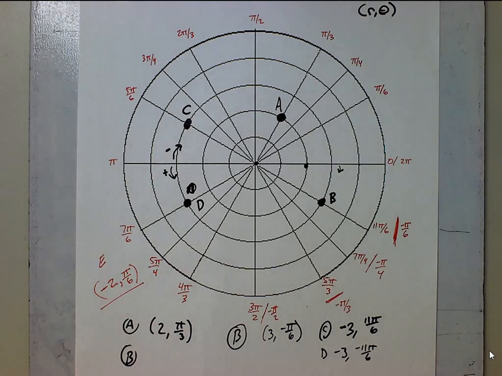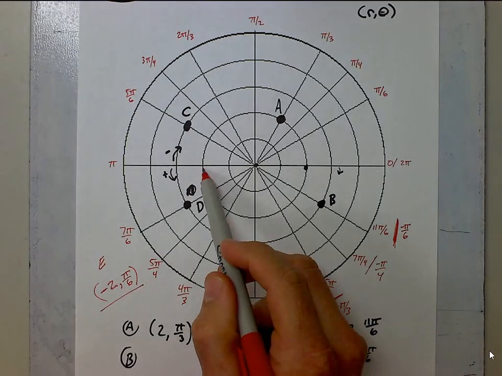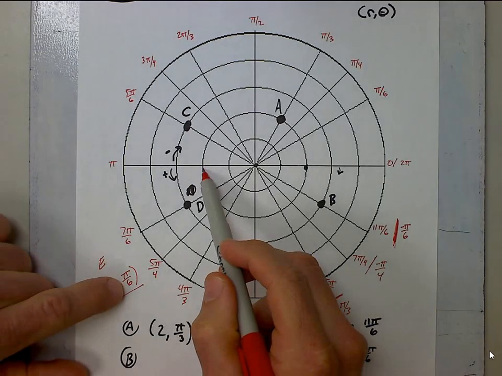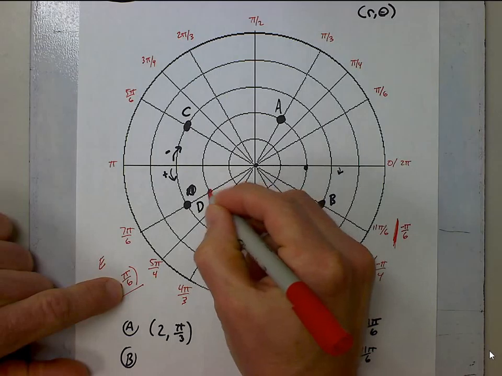Okay, so what you should have done, or what you should do, is go negative in the x direction, negative 1, negative 2, positive for the angle to the first pi over 6 angle you see, which is right there. So that is E.